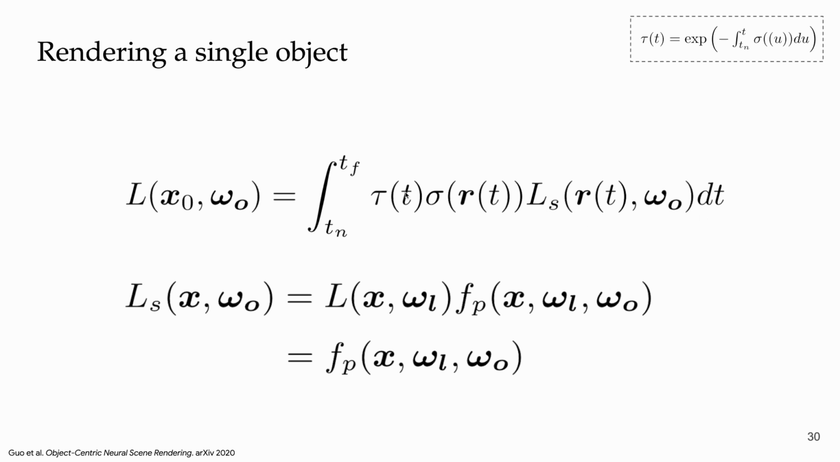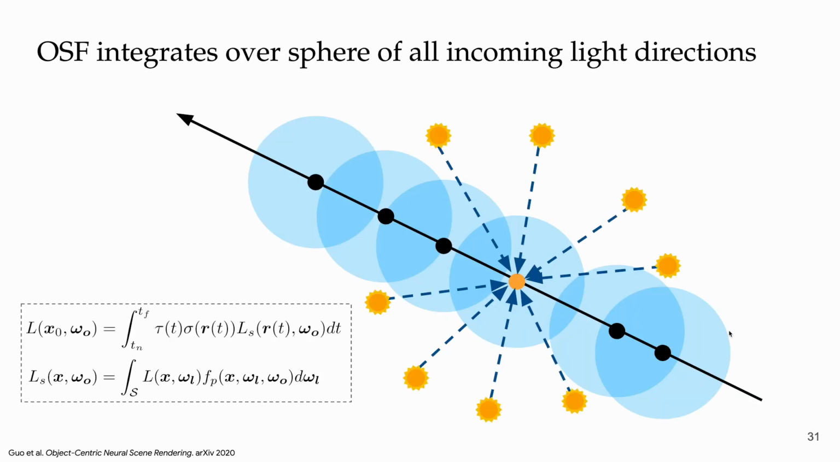All right, now let's go back to our original render equation, which is shown here. And we can now relax our assumption from before that we only have a single incoming light direction. Instead, we want to integrate over all incoming light directions over the 2D sphere. As you can see here, I've drawn a single ray with different samples, and for each sample, we consider multiple different incoming light directions, and that corresponds to the second equation here.